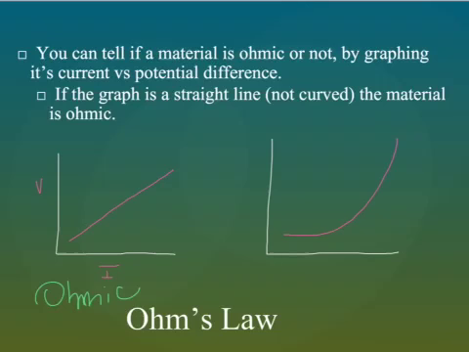But if when you graph V versus I, you end up with a curved graph like this one, that means that the potential difference is not changing equally with the current. Here, changing the potential has very little effect. Here, it ends up having a lot of effect. So this would be a non-ohmic material. You can tell by their graph.